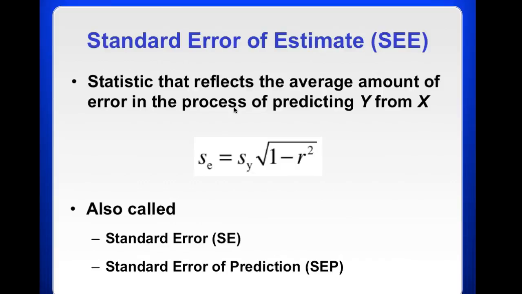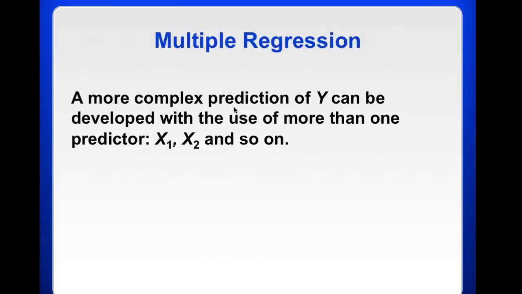The next one is standard error of estimate. This is like standard deviation, but for error, and it reflects the average amount of error in the process of predicting y from x, so predicting your dependent variable from your independent variable. And finally, the last term you should know is multiple regression, which is a complex prediction of y because it comes from more than one predictor. The equation for this is a little bit more complicated, which the author doesn't really get into, but that would be the difference between just regression and multiple regression.